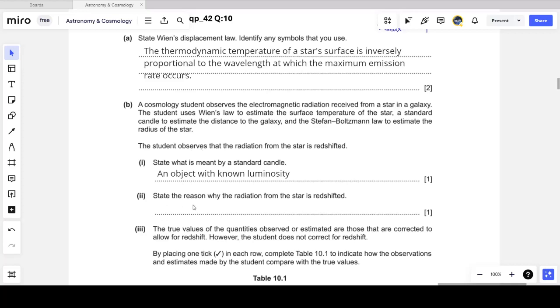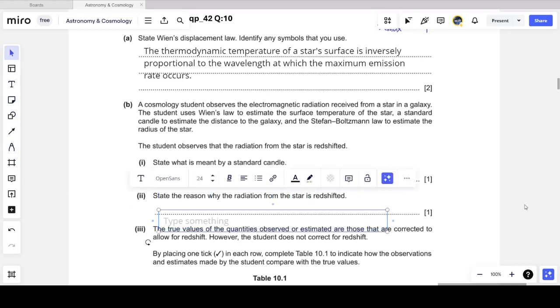Number 2 says, state the reason why the radiation from the star is redshifted. As you know, if the radiation from any object is redshifted, what this means is that if the radiation was initially yellow, it now appears to be more red. If it's blue, it might appear to be more green, etc. But basically what that means is the object is moving away from the observer. So in this case, the star is moving away from the observer.